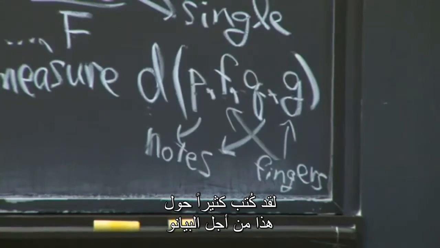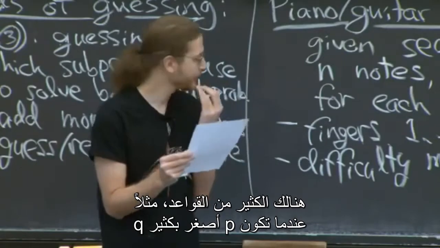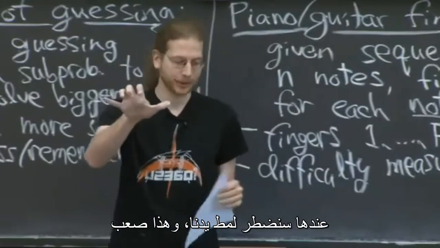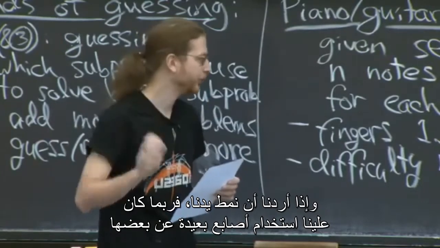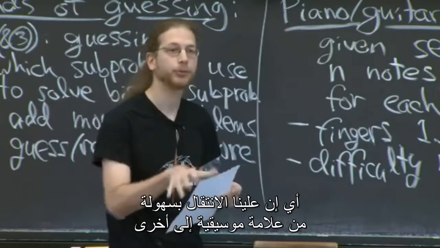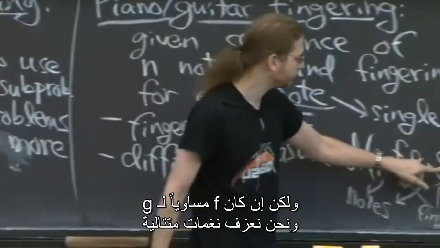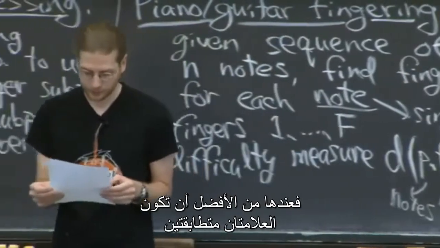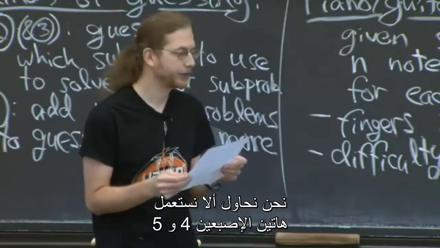There's a huge literature on this for piano. There's a lot of rules like, if P is much smaller than Q, that's your stretch, then that becomes hard. If you want to stretch, you probably need to use fingers that are far away from each other. If you're playing legato, so you have to smoothly go from one note to the other, you can't use the same finger on both keys. So if F equals G and you're playing legato, then P better be the same as Q. There's a weak finger rule. You tend to avoid fingers 4 and 5.